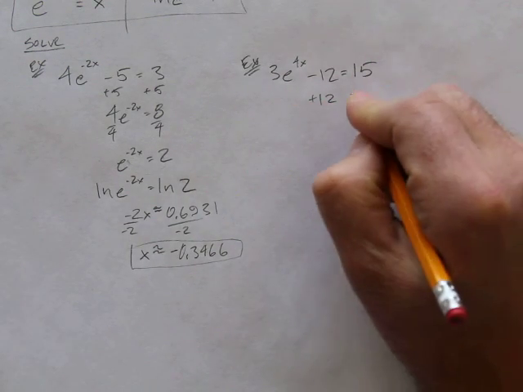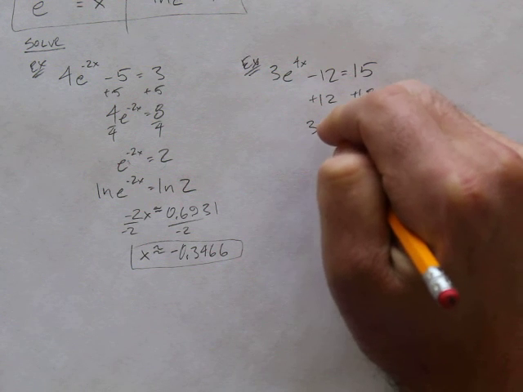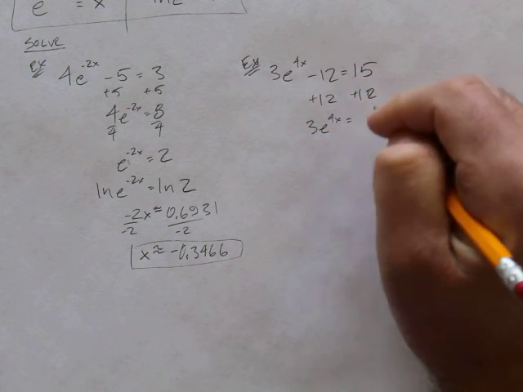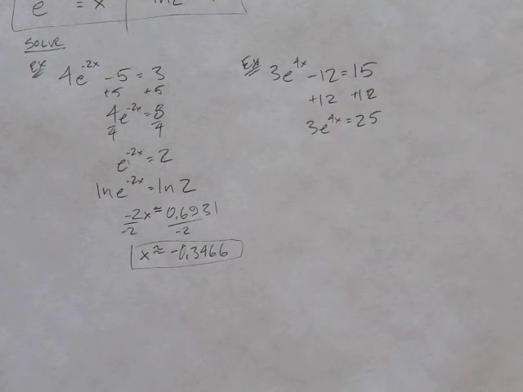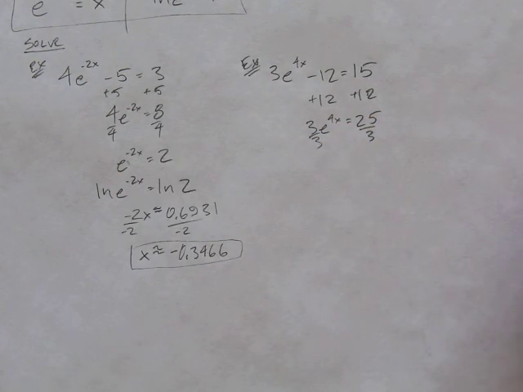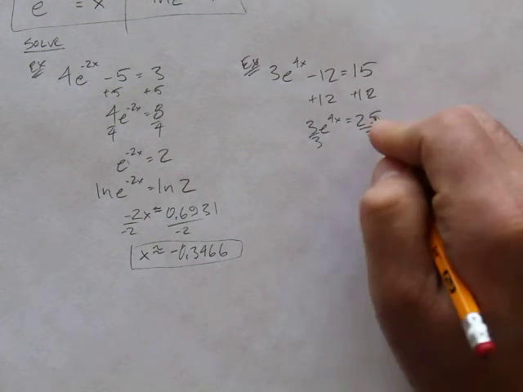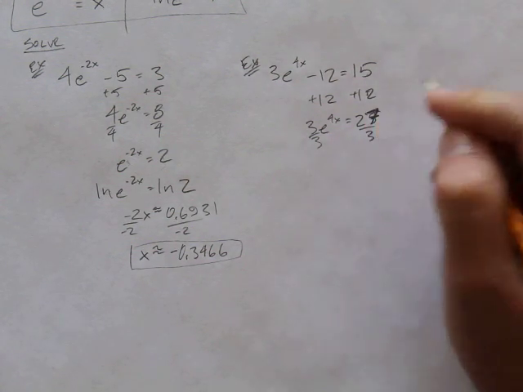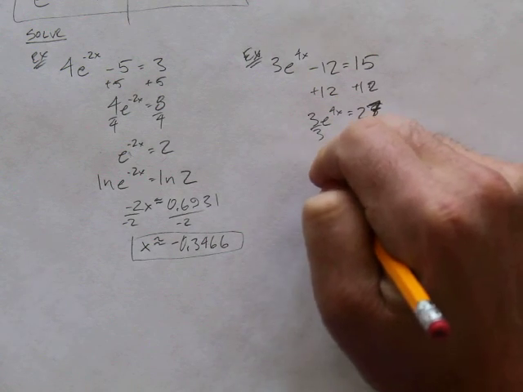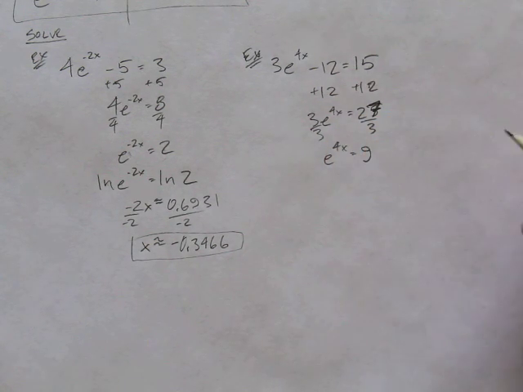Plus 12, plus 12. 3e to the 4x power equals 25. I'm going to divide both sides by 3. Oh, man. Oh, wait, did I do something? 15 plus 12 is not 25. It's 27. Come on, people. e to the 4x power equals 27 divided by 3, which is 9.